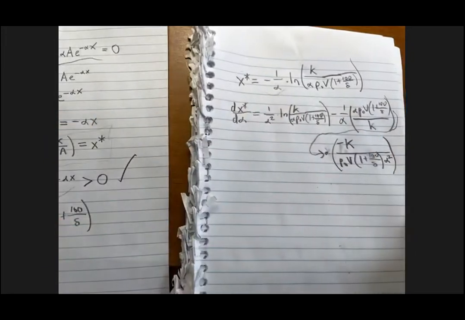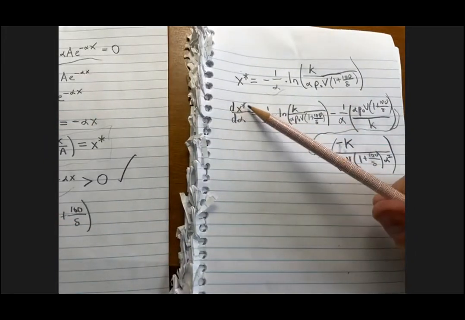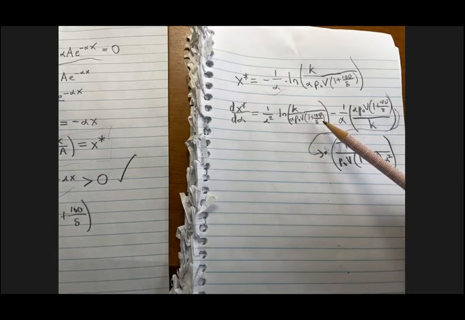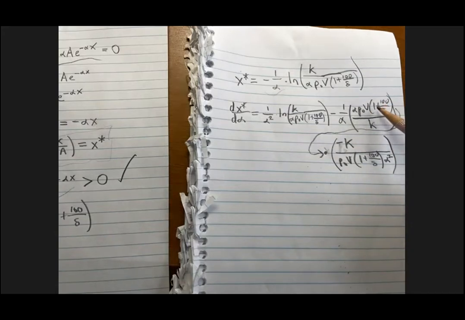Right? So here's how you read this. dx star d alpha equals 1 over alpha squared times the natural log of k over alpha p0v times 1 plus 100 over delta, minus 1 over alpha times alpha p0v times 1 plus 100 over delta over k times negative k over p0v 1 plus 1 over delta over alpha squared. Really long way to get at what we want here. How'd you get the delta squared at the end? Oh, did I say delta squared? I meant alpha squared. That should be an alpha. Okay, yeah, I see that.